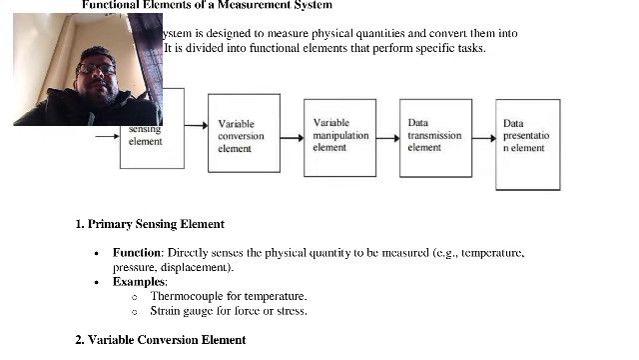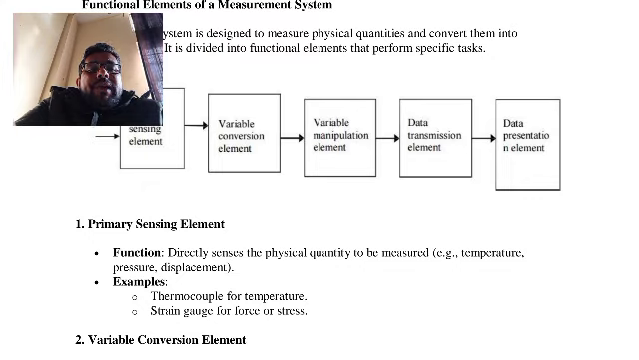First, the primary sensing element. What is the primary sensing element? Its function is to directly sense the physical quantity to be measured, like temperature, pressure, or displacement. These are physical quantities that can be sensed directly by the primary sensing element. If we want to sense temperature, we can use a thermocouple. If we want to sense load or stress, we can use a strain gauge.